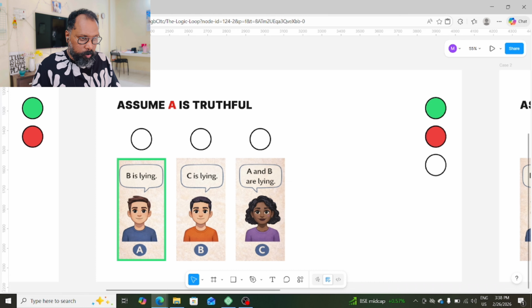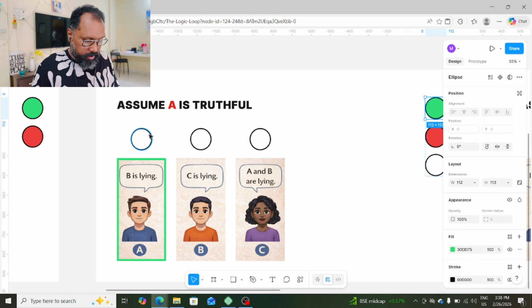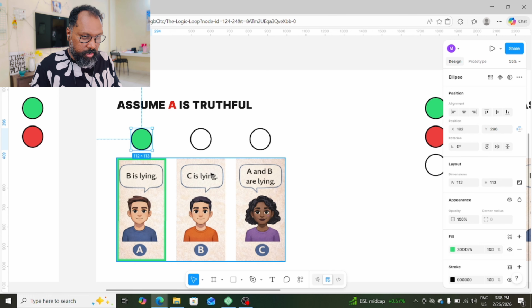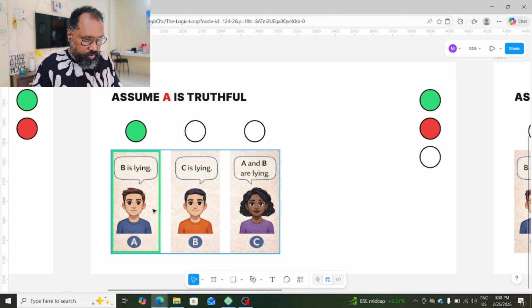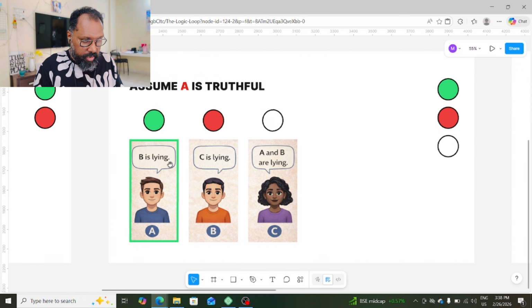Now let's see case number one. Here we are assuming that A is truthful. So if A is truthful, let's make him the truth teller. So here A is the truthful guy, and his statement is B is lying. So when A is truthful, B must be lying, so let's make him red also. Now we have one truth teller and one liar.